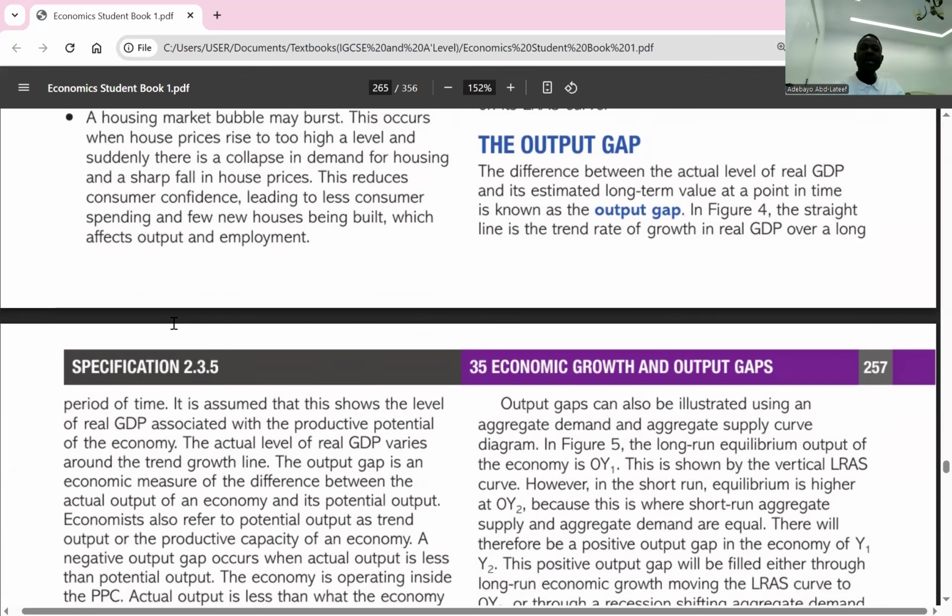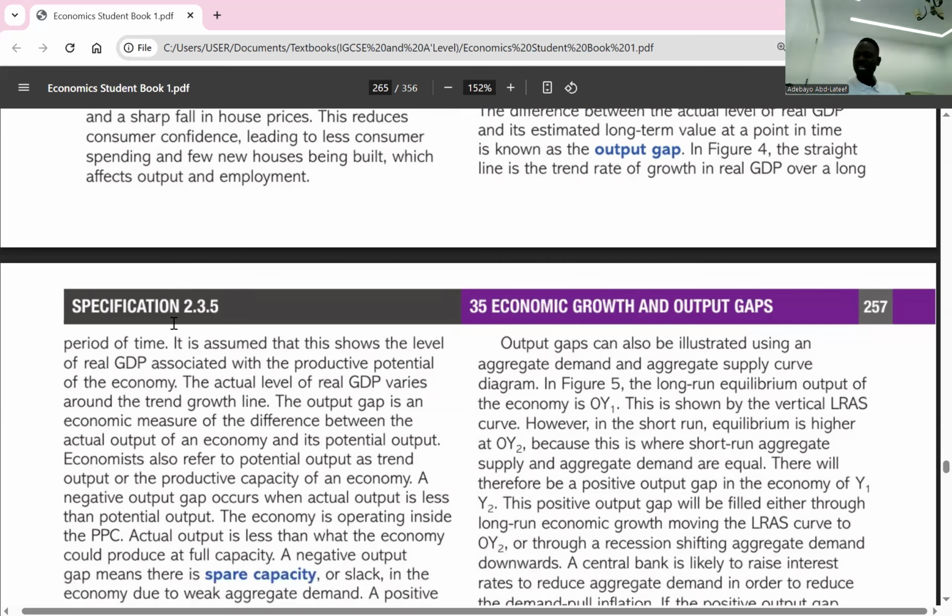So we call it output gap because it's the difference between the actual output and the potential output. That is what output gap is. Then we have another name for potential output. There's a note here: potential output can also be called the trend output or the productive capacity of an economy. I think the point is clear there.